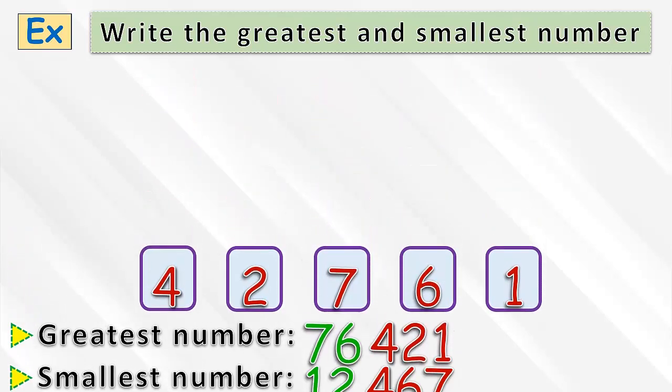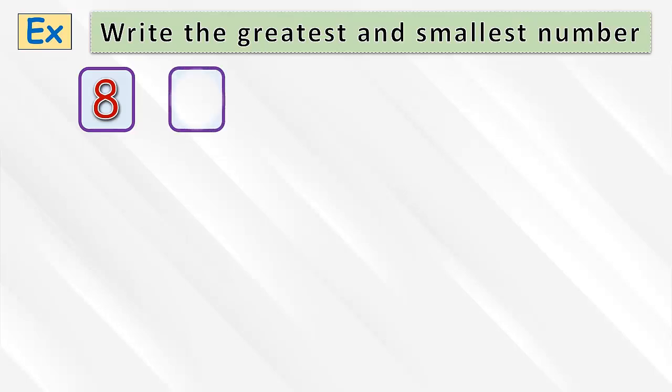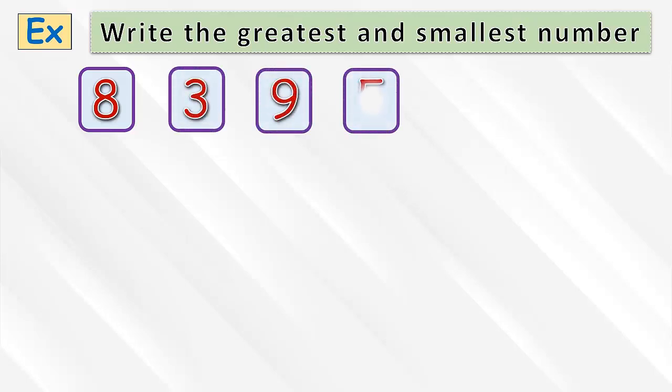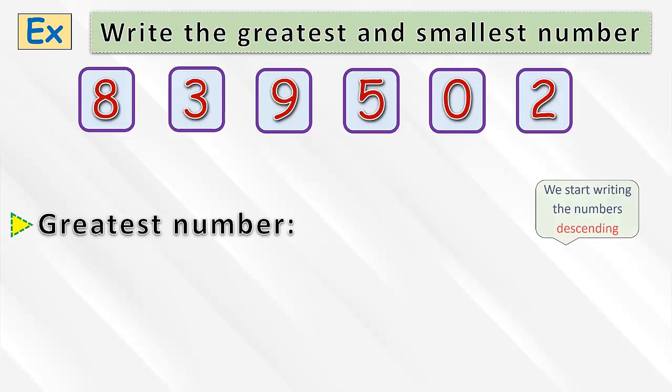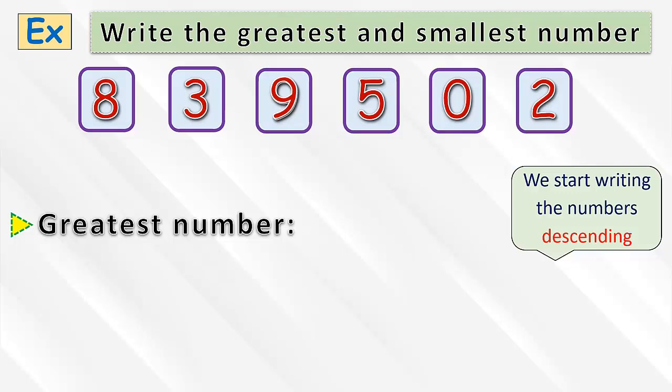In the second example, we also want the greatest number and the smallest number consisting of the cards 8, 3, 9, 5, 0, and 2. Of course, these are 6 cards that contain different numbers, but keep in mind that they include the number 0. Okay, as we agreed, in order to form the greatest number, we will arrange the numbers that we have been presented with in descending order from the left to the right.